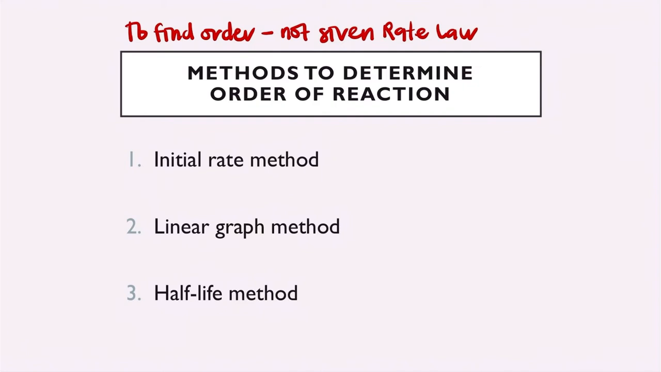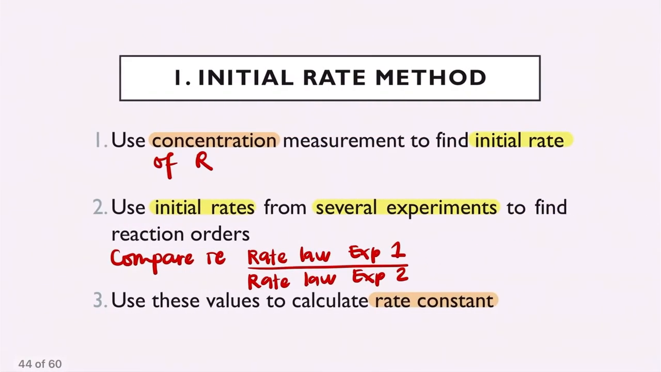But if you are not given the rate law, then you will have to use any of these three methods: initial rate method, linear graph method, and half-life method. Depending on the question, you will need to know which method to use. The first method is the initial rate method.